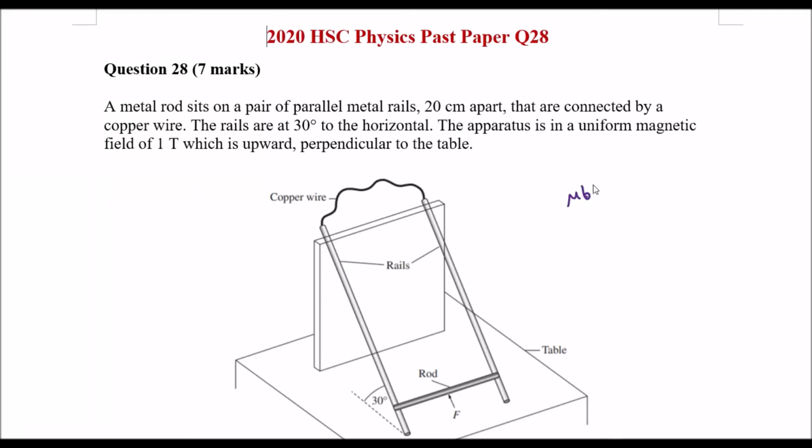Today we'll be covering the Module 6 Inquiry Question 2 question. This is the 2020 HSC Physics paper, question 28, 7 marks in total. So let's get into the question and see what we need to do.